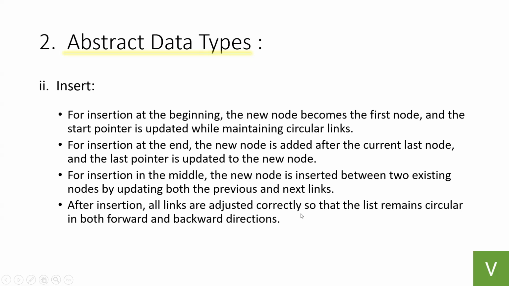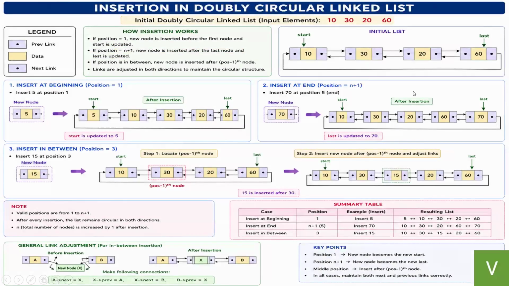So after insertion, all the links are adjusted correctly so that the list remains circular in both forward and backward directions. So this is the process of performing the insertion function of a double circular linked list. Now let us write a C program to see how the insertion function executes.